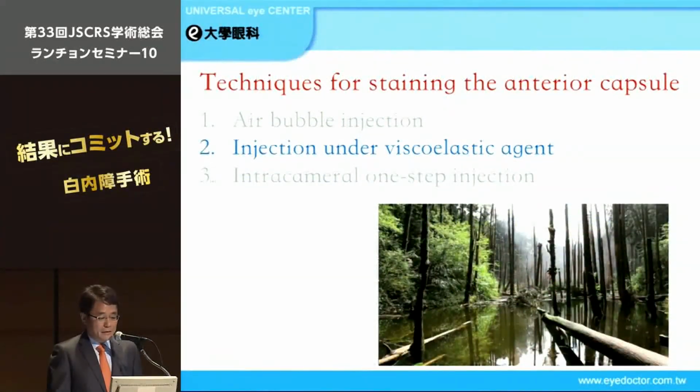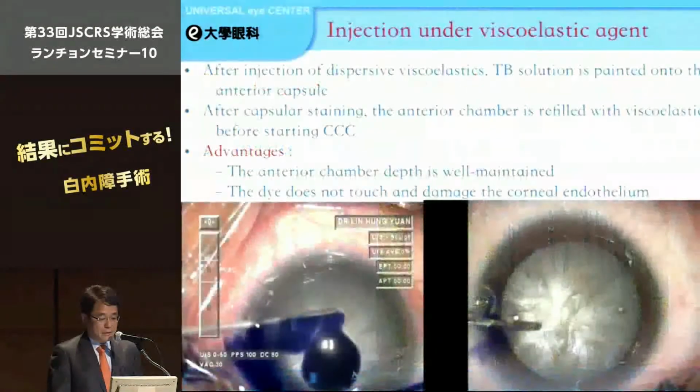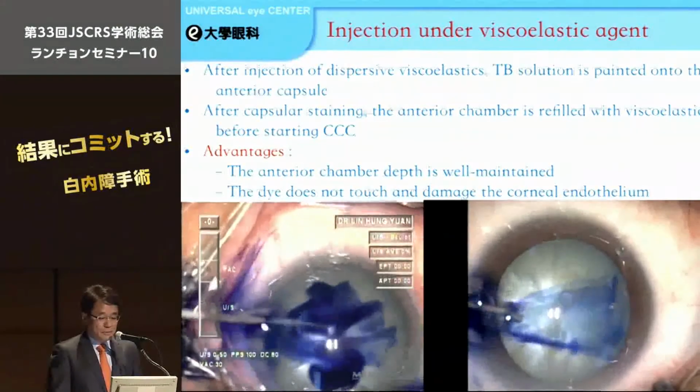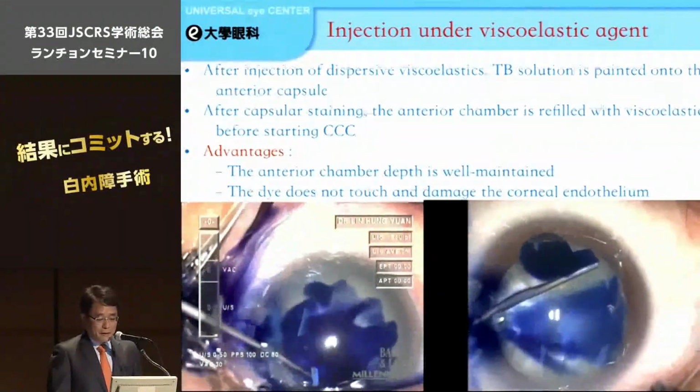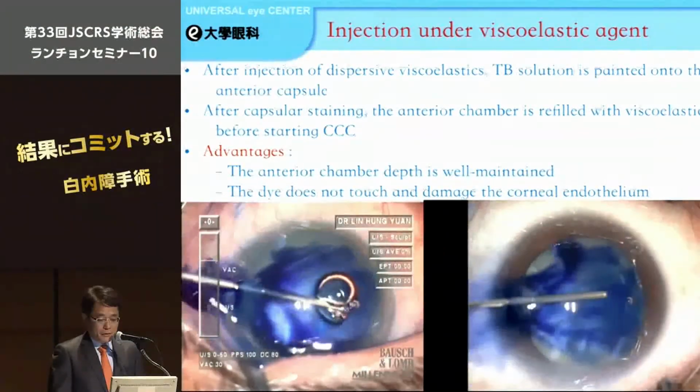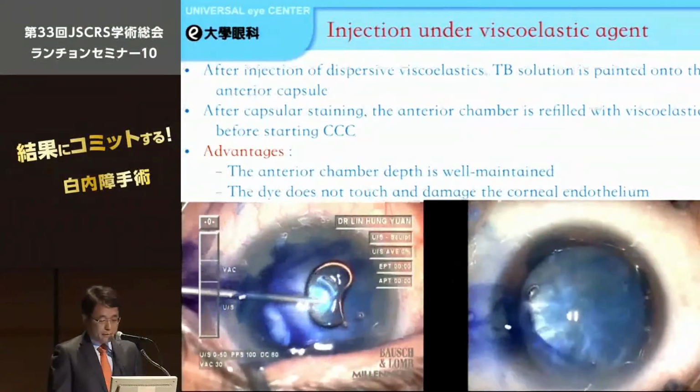The second technique is injection under viscoelastic agent. The advantages are that the anterior chamber depth is well maintained, and the dye does not touch and damage the corneal endothelium.